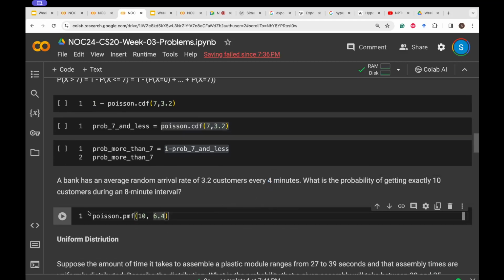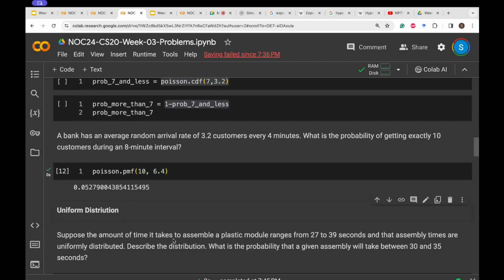Lambda will be 6.4. So depending on this duration, you will have to adjust the value of lambda. Like if it were 16 minutes, then you will have to multiply this 3.2 by 4 and so on. So 10 customers, 6.4 customers per 8 minutes. So the value will be 0.05.